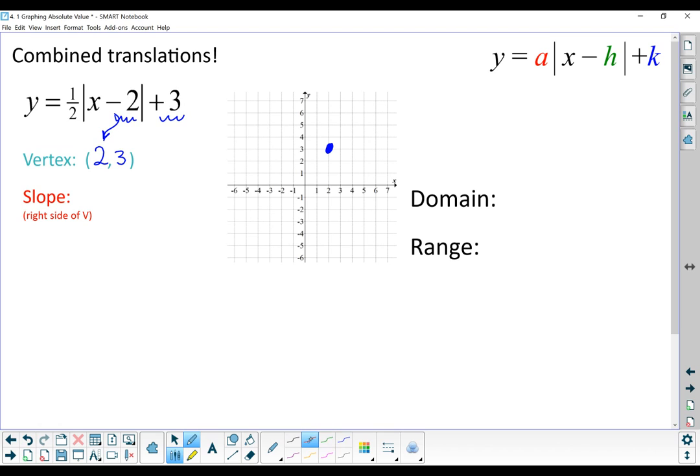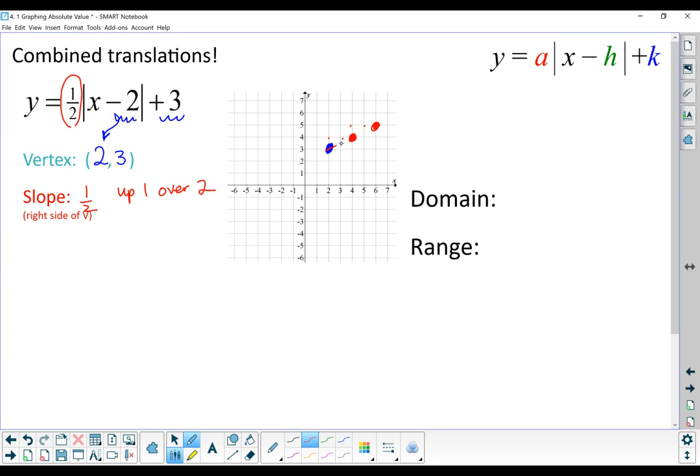And then we use our slope after that. This one has a slope of 1/2. Now that's going to give us the right-hand side of the V. So we want to go up 1 over 2, up 1 over 2, up 1 over 2.